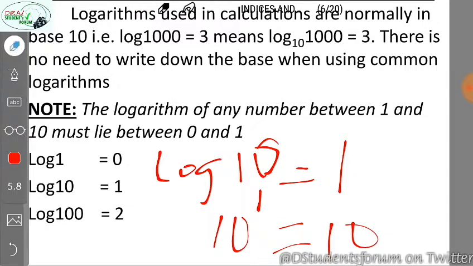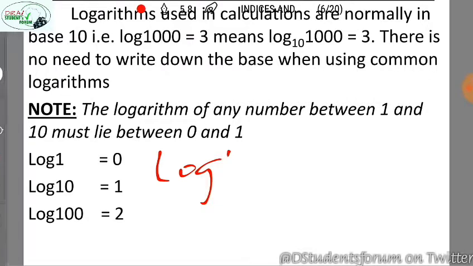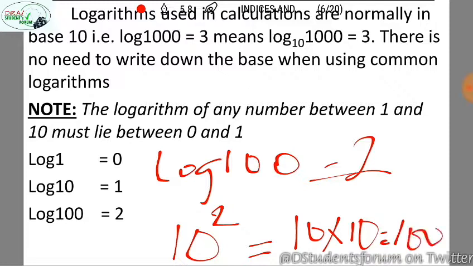Dealing with the third example here, we have log 100 to be equal to 2. This log 100, without writing the base, we automatically know that this is in base 10. So in its index form it is 10 raised to the power 2, which is 10 times 10, which is 100. So our log 100 equals 2.